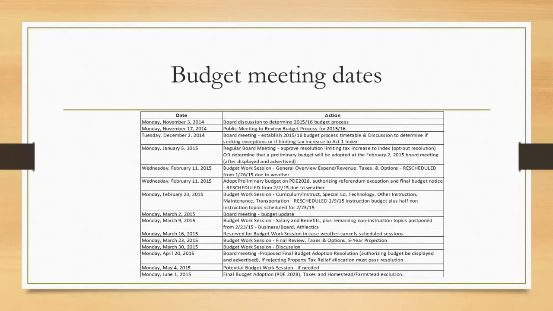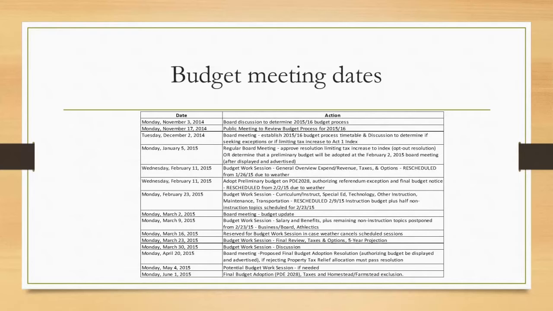We actually start this budget process because of the Act 1 index, which is a limit that's set on the taxes that are allowed to be raised by a school district. Because of that, we have to have a preliminary budget during the January and February time frame. So all the building budgets, department budgets have to be submitted and calculated during the end of December to be able to prepare that budget for the school board review in January and February.